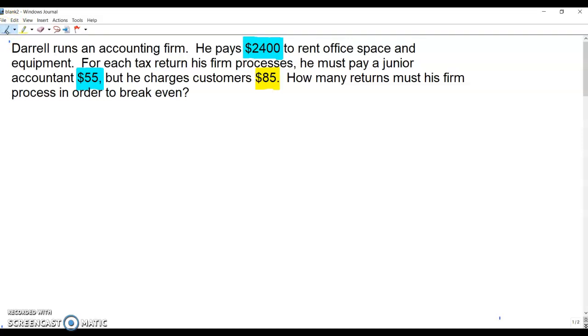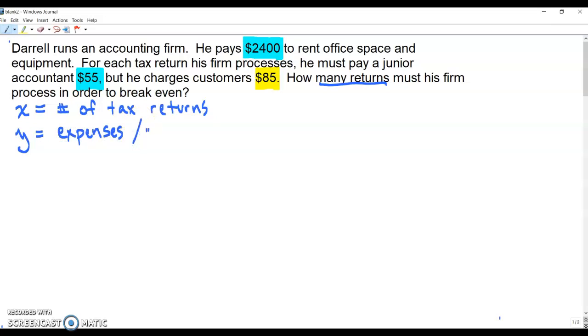So like all word problems, I'm going to define some variables. How many returns? So x will be the number of returns processed. Number of tax returns. And y is going to stand for two different things. In one equation, it'll stand for the expenses. And in the other equation, it'll stand for the revenues.